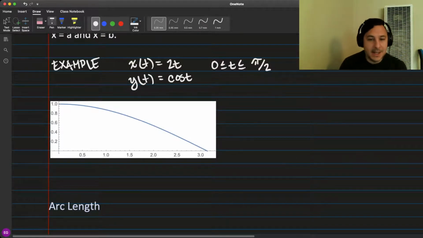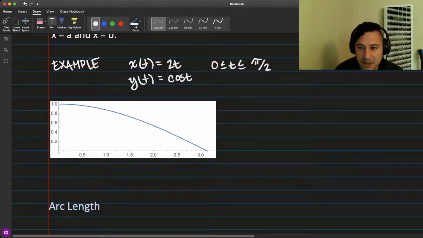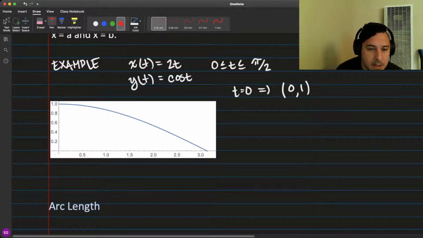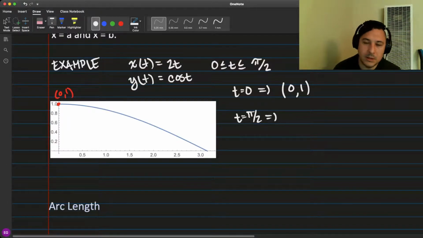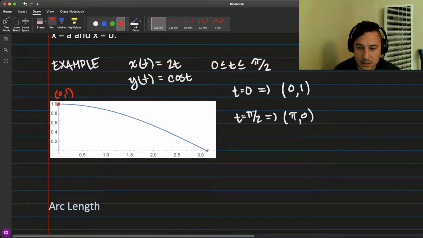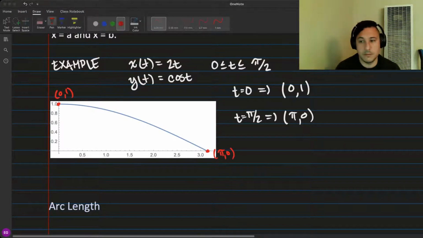Let's plug in some of the numbers. When you plug in 0, you get the point 0, 1. So this point right here is 0, 1. Let's plug in pi over 2. 2 times pi over 2 is pi. If you plug pi over 2 into cosine, you get 0. So this point right here is pi comma 0.